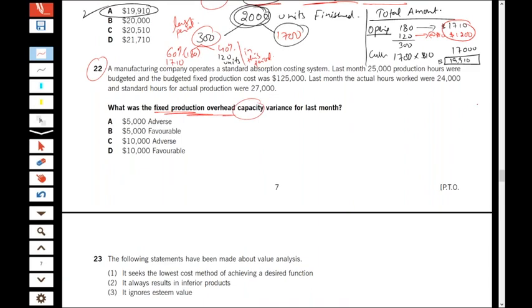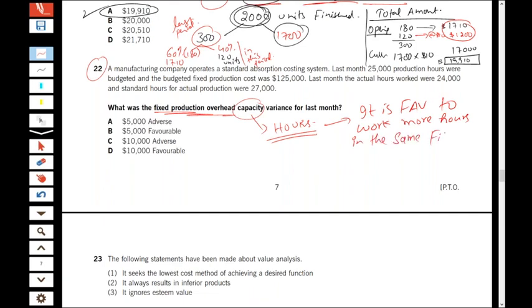Fixed overhead capacity variance. Now, the capacity shows number of hours. Capacity shows number of hours. And remember that it is favorable to work more hours in the same fixed cost.